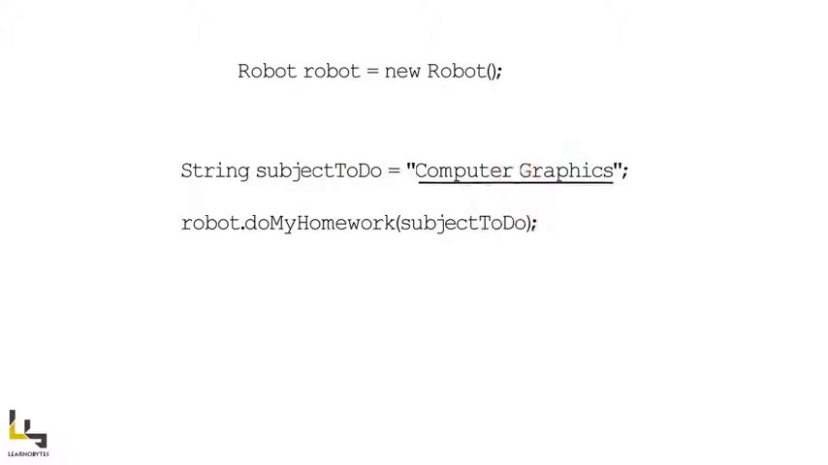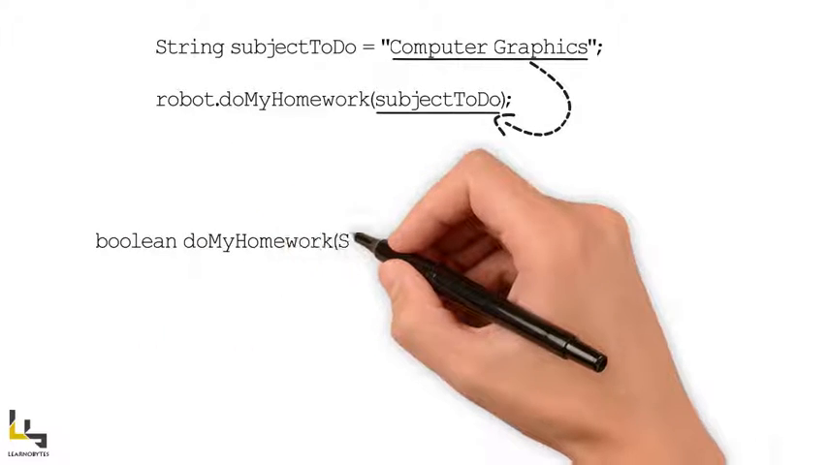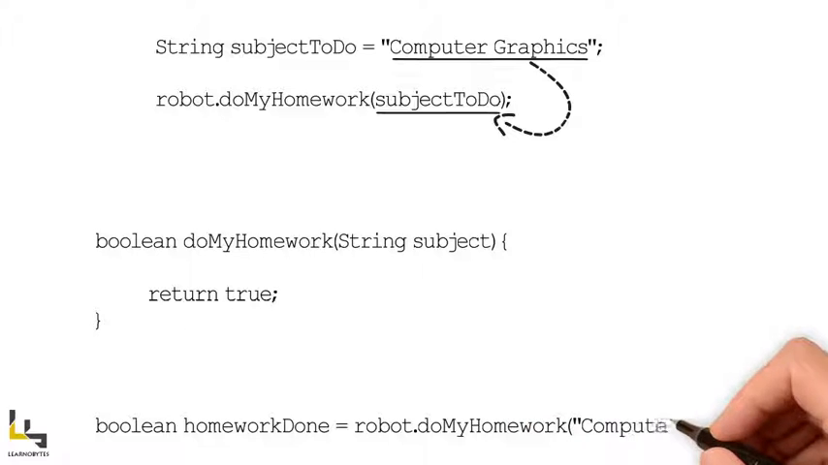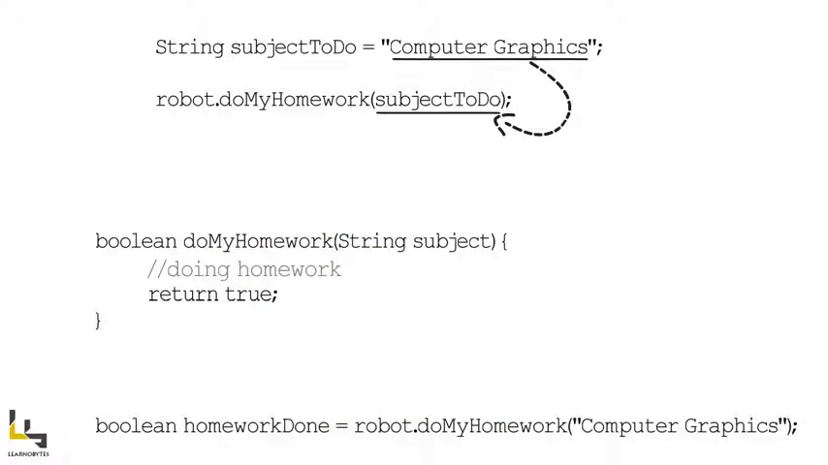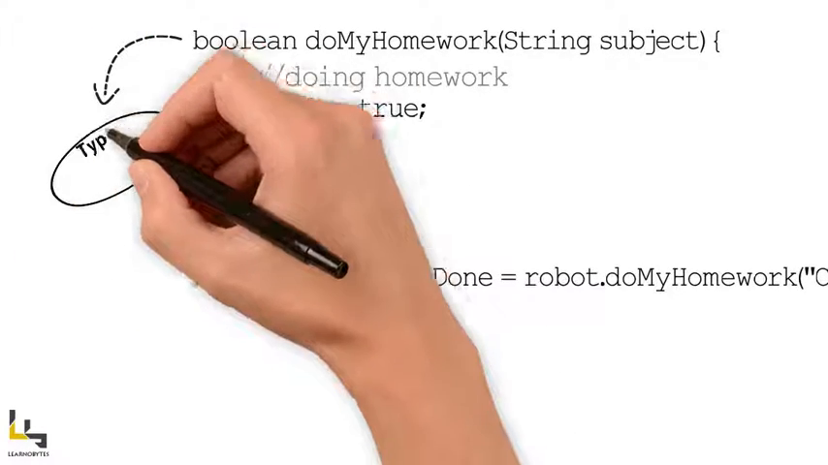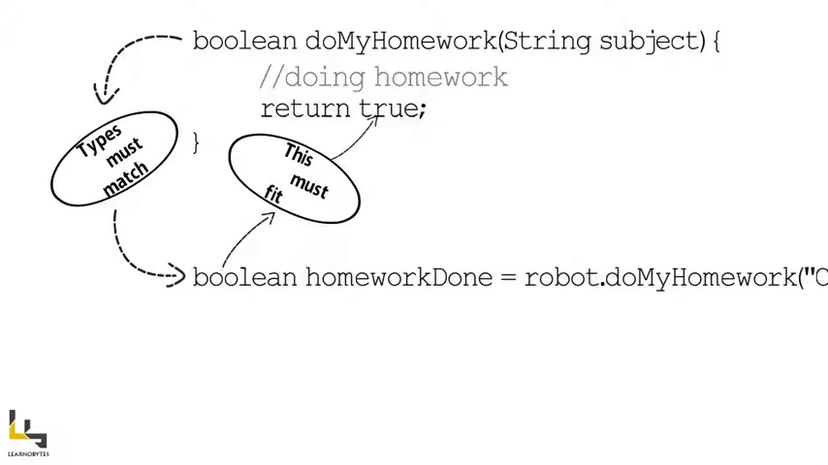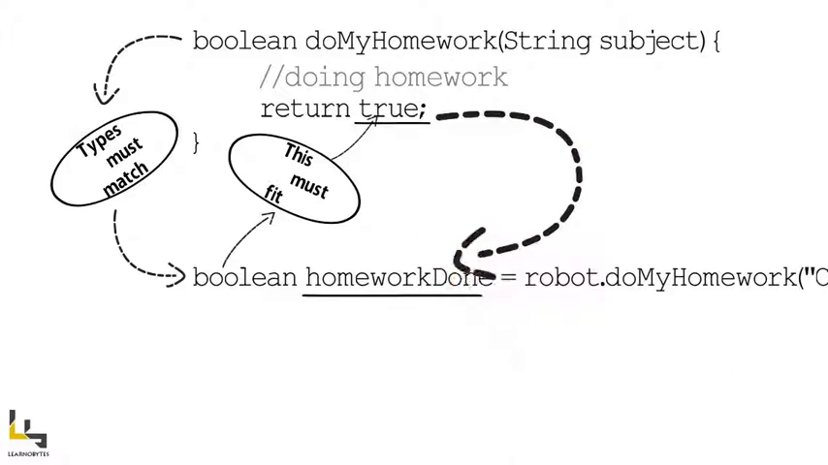The parameter subject is replaced with the string computer graphics. When robot successfully completes the homework, it will return a value of true which can be captured in a Boolean variable. If we declare a method to return a value, we must return a value of the declared type. The value returned from the method will be copied to the variable homework done.